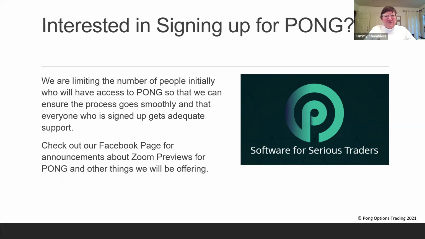And we're going to limit the people initially to start trading so we can ensure that there's a smooth process to get everybody up and running, and everyone that signs up gets adequate support. What we don't want to happen is you get Pong, you don't know how to use it, you try to email us and we're busy with other traders and you don't get a response. We don't want that to happen. So we're going to limit the number of traders so that you can get good support. You can get us on the phone or by text, or we're going to create a Slack group for this.